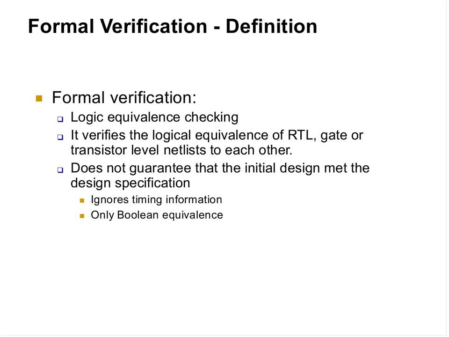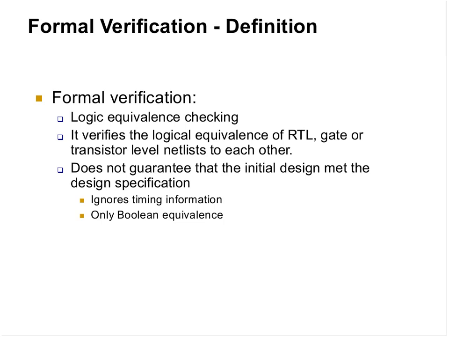So formal verification is a process which always needs two designs. On both sides, the design can be in either RTL form or netlist form. And it tries to compare these two designs for functional equivalence. It works at the Boolean level, in the sense that it will only check the Boolean equivalence. There is no scope of checking timing verification, and there is no need to give any stimulus.